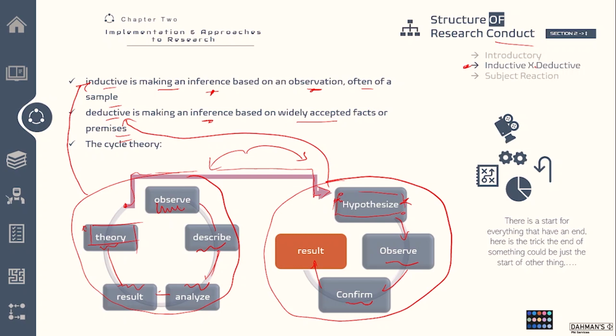Or in the second outline, a very popular problem when your subject is a human subject, and that's called a subject reaction.